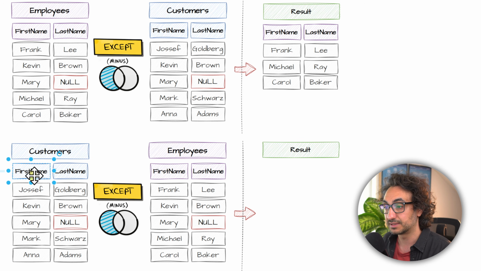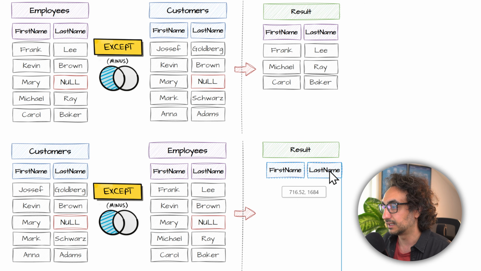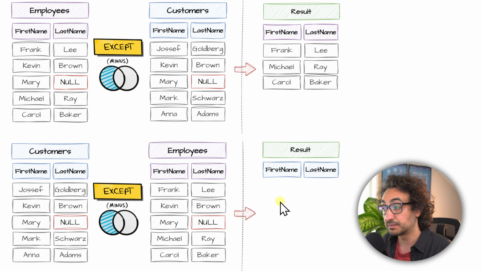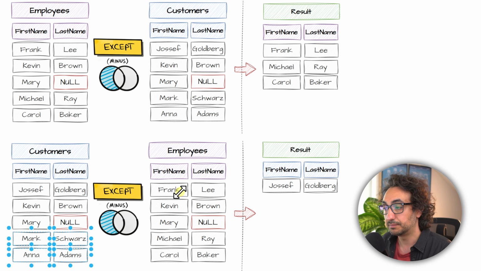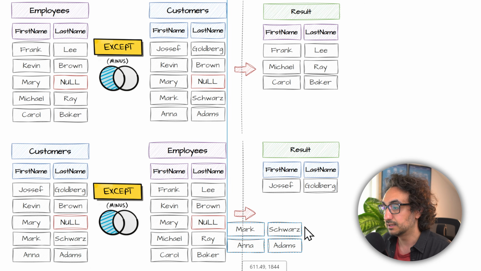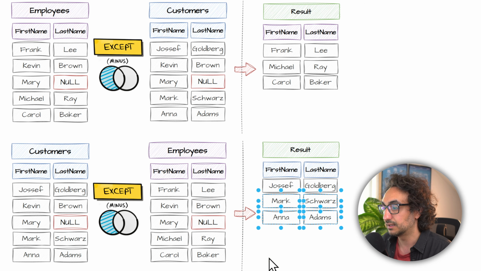So now we have the customers as the first table. SQL is going to take the columns from the first table and start presenting the customers' information in the output, and it's going to use the employees only as a lookup. So do we have Joseph? We don't have him in the employees. And then Kevin and Mary, we have them already in the employees, and Mark and Anna are not part of the employees. That's why SQL presents the results in the output like this.